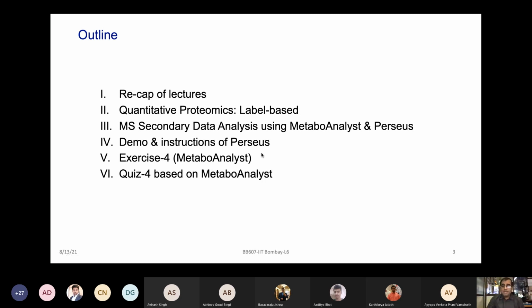However, we understand that you will need some time to download that particular software package, install it in your system and go through it. So today's exercise is still going to be on MetaboAnalyst only, like what you did last time, but a new data file will be assigned to you. And the quiz will be based on MetaboAnalyst and a few concepts which we have been discussing about label-based and label-free quantitative proteomics in the previous and today's lecture.